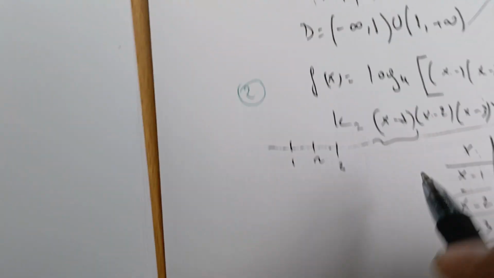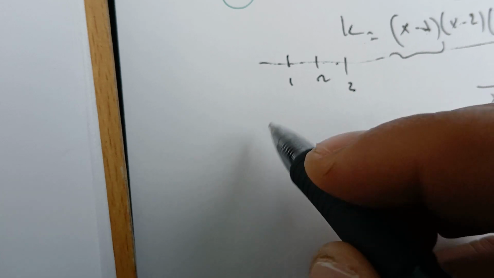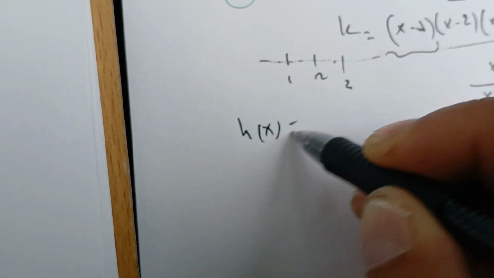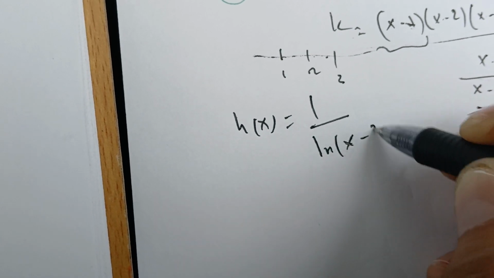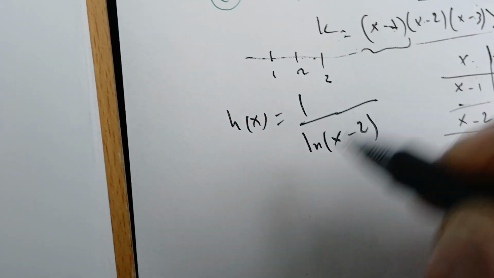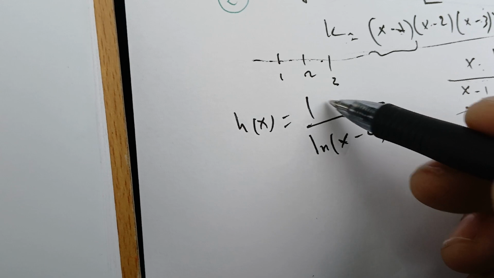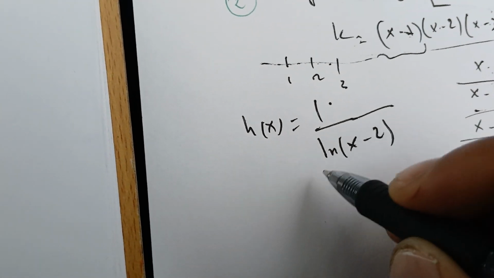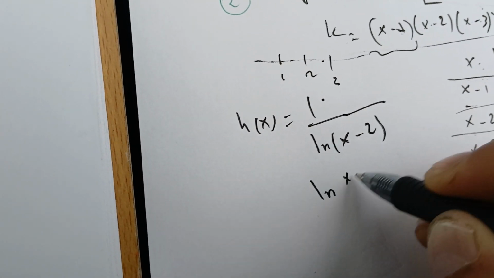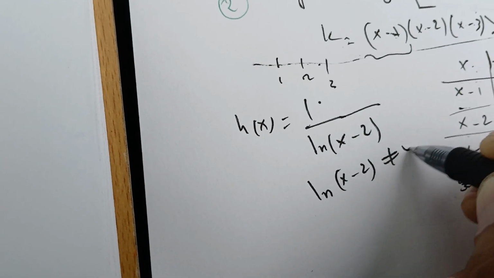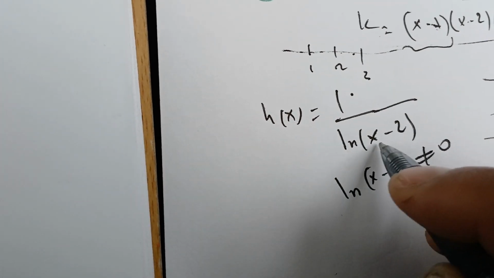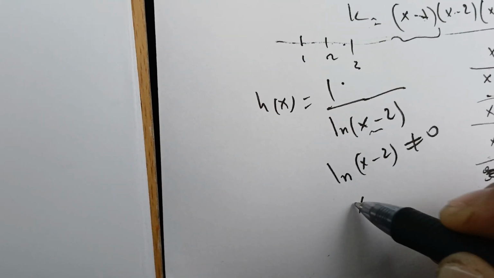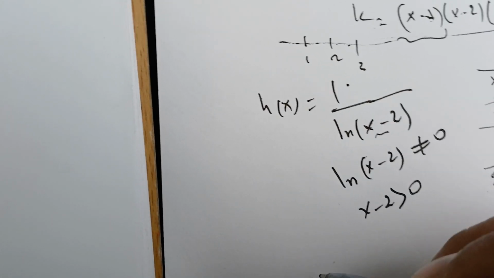This last one is given by h of x. Let me write here, h of x is 1 over the natural log of x minus 2. So here I have two conditions. First, I don't want to divide by 0, so I need to have ln of x minus 2 different from 0. And the second condition is that I need to have this one defined. That means I need to have x minus 2 bigger than 0.